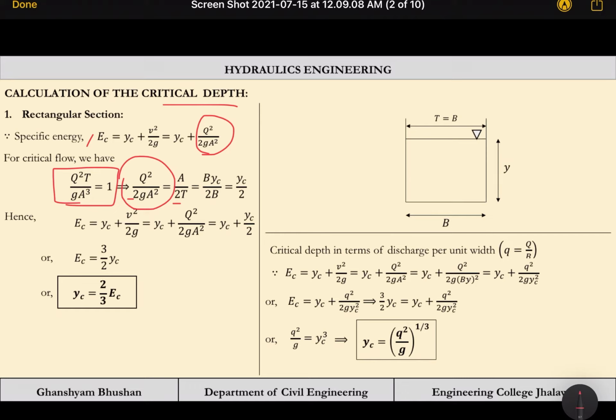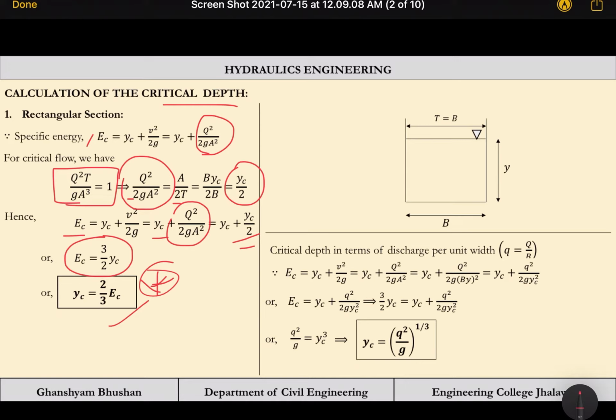A is B into yc divided by 2 into B, so directly we get this as yc by 2. So Ec will become yc plus v square by 2g. V square by 2g can be written as Q square by 2g A square, and this value has come up as yc by 2. So Ec is nothing but 3 by 2 times yc, or yc you can say is 2 by 3 times Ec. This is a very important relationship. It will help you in the numericals, and you can directly use these values.